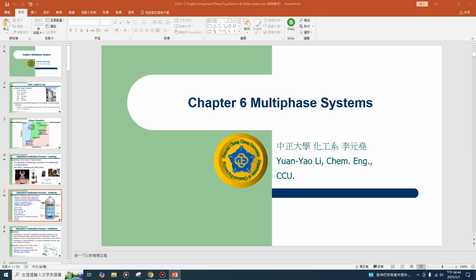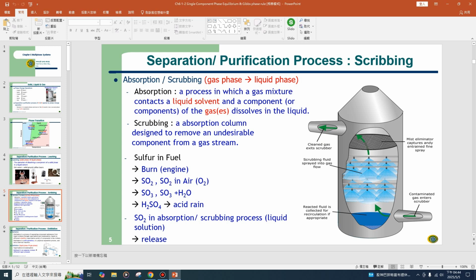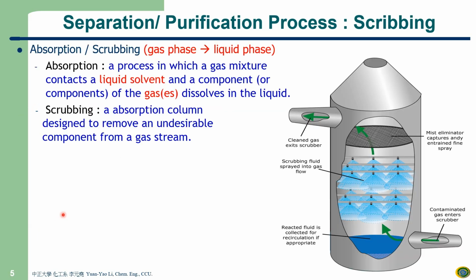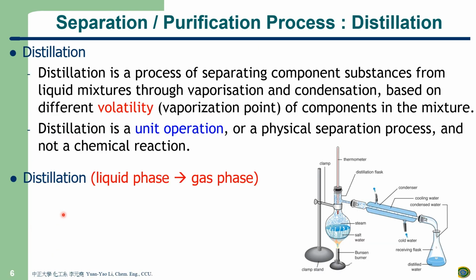So I have a video for you to let you know what is meaning of the scrubber, because this is industrial process. You want to move this aside. So this is scrubber. I think you all understand now. Another process is distillation. I hope you remember this.